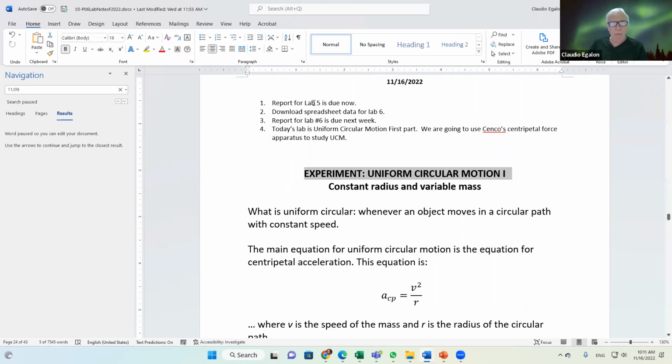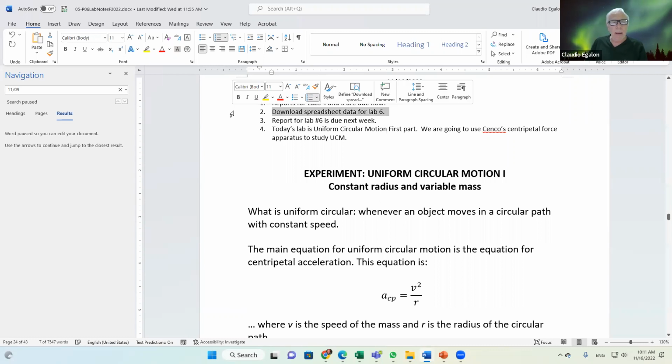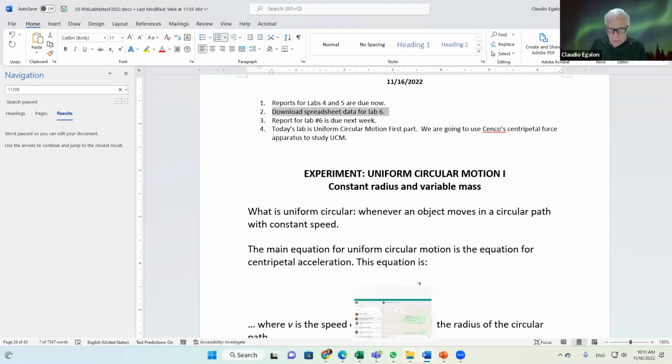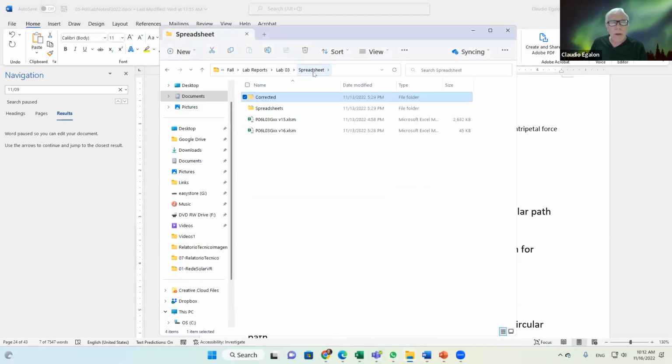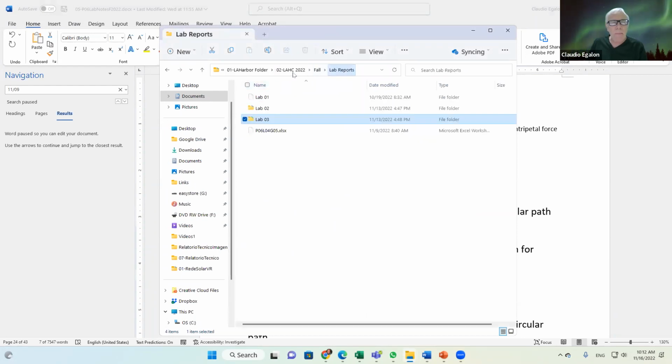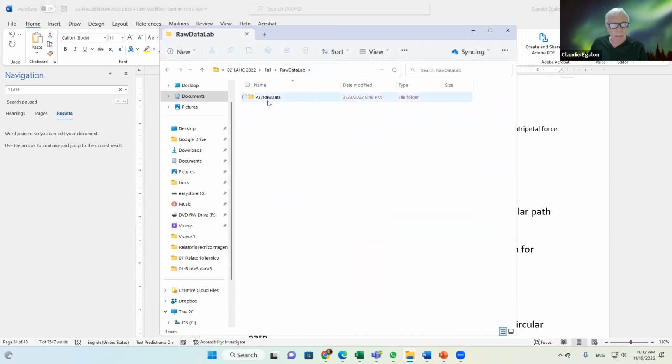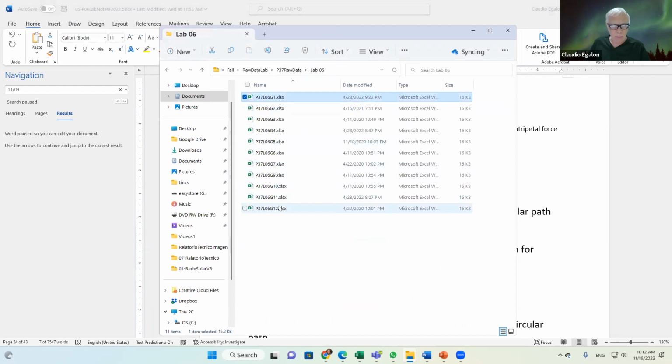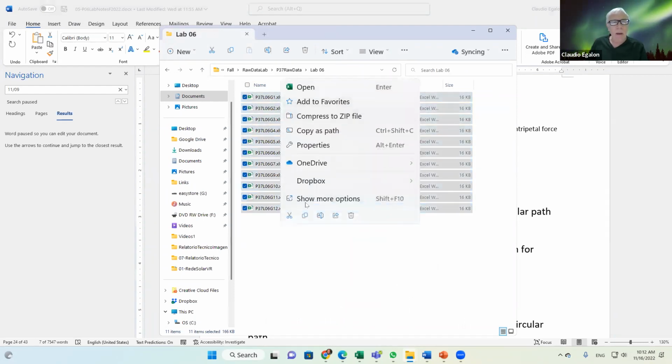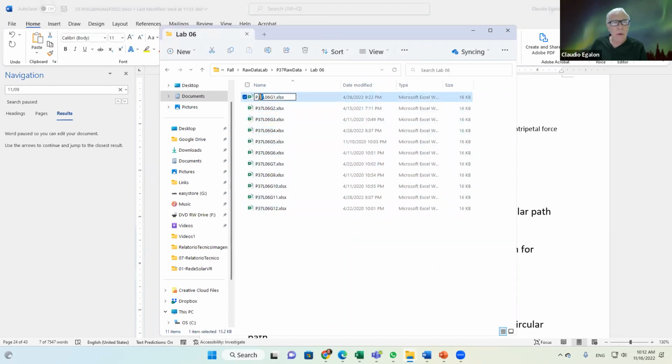Okay, don't forget labs 4 and 5. Reports for labs 4 and 5 are due now. Let me download the spreadsheet for lab 6 now, so I don't forget. Let us follow this recipe, right? For data lab 6, let's make sure everything is fine here. I gotta change 06. Little 6. 06.